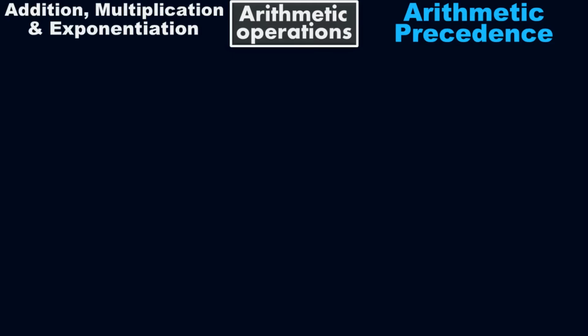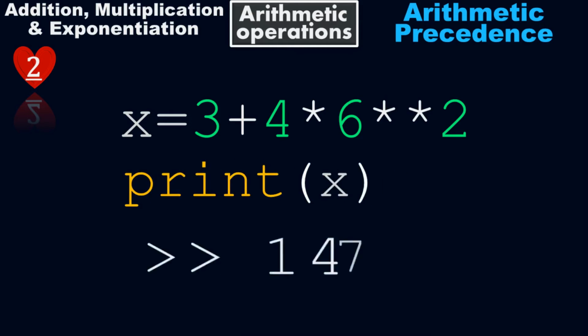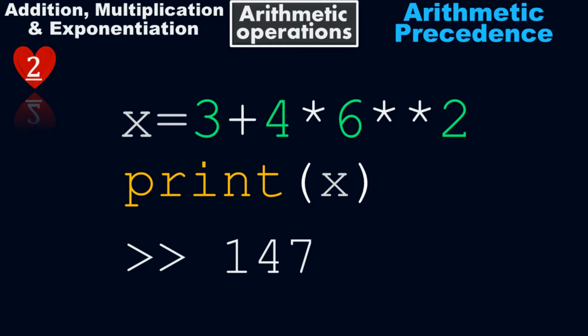This time, let me take addition, multiplication, and exponentiation operators. Example number 2. If I have x equals 3 plus 4 times 6 to the 2, when you take the print of x, you will get 147 in the final output.